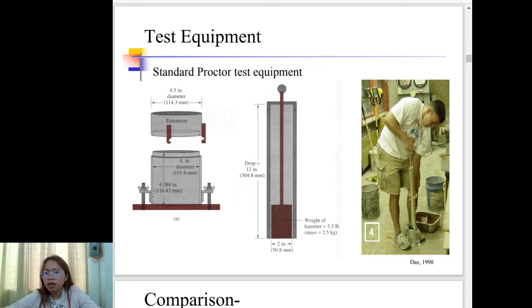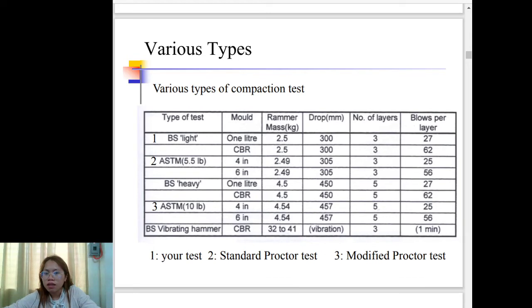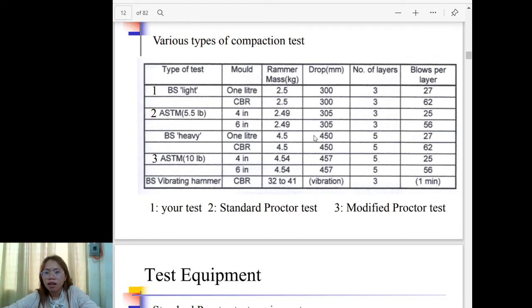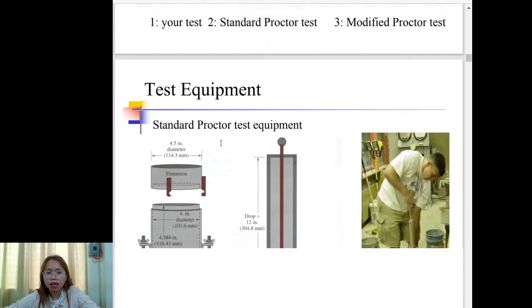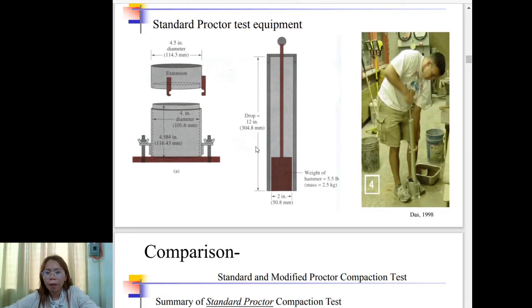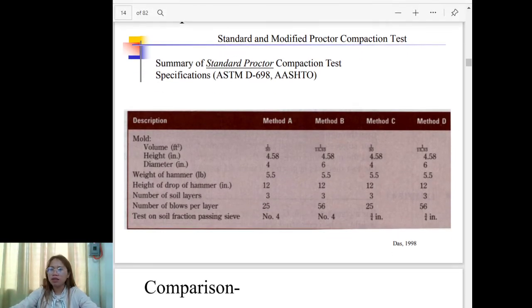This one is the actual representation of the Proctor test. So how many blows for the Proctor test? This is, I think, from the previous slide, 25 blows per layer. It depends. If the mold is 4 inches, then 25 blows. If the mold is 6 inches, 56 blows. So, the comparison between the standard and modified Proctor compaction test.